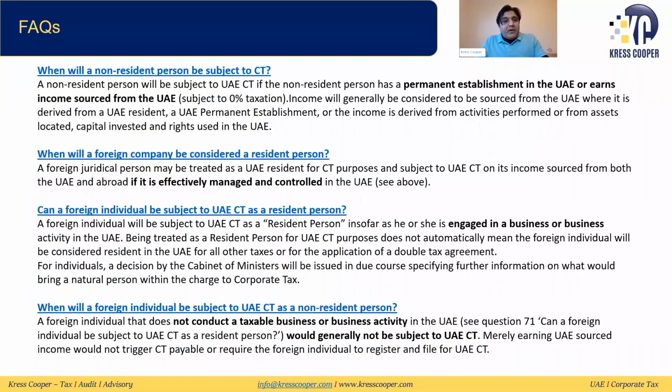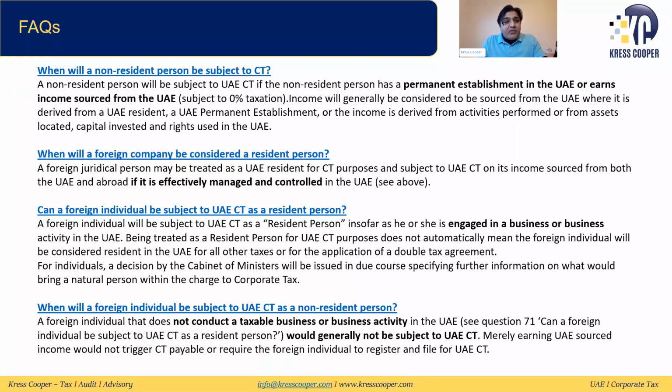When will a non-resident person be subject to corporate tax? We have already discussed non-resident person will be subject to tax if they have a PE or if they have a UAE sourced income or if they have a nexus, 3 different categories. When will a foreign company be considered a resident person? Foreign company will be considered a resident person if this is being controlled and managed from the UAE.